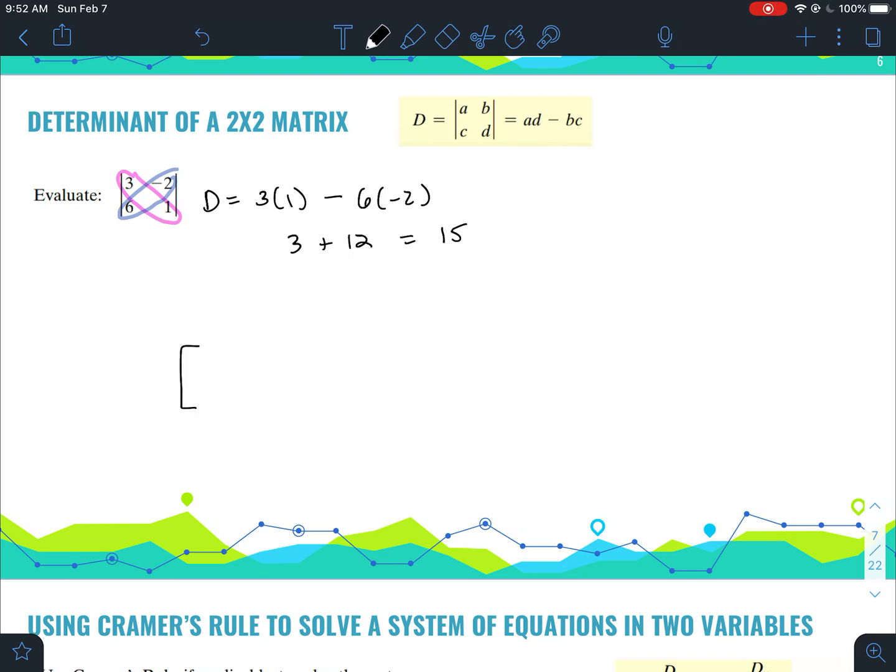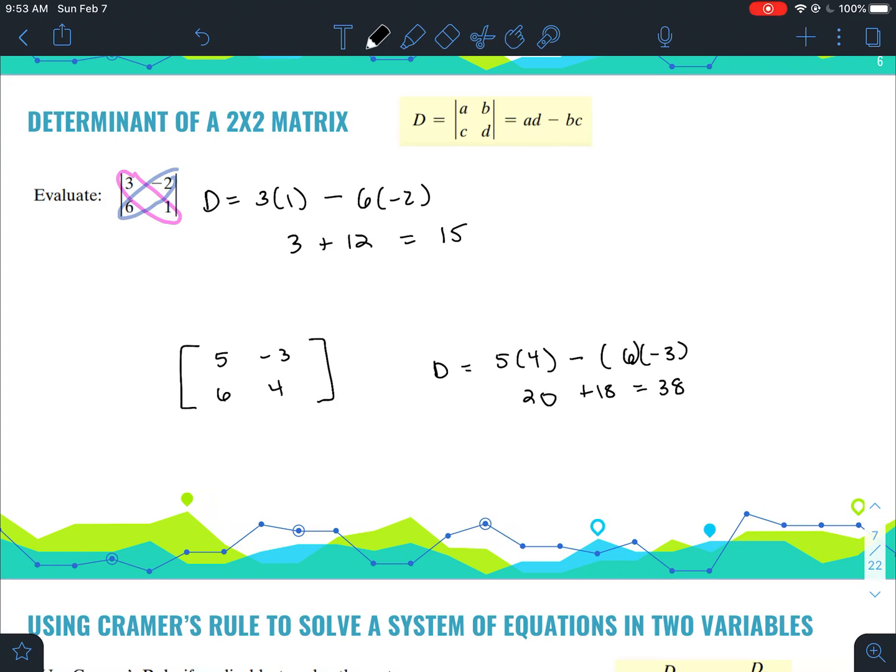Or if we took another matrix, let's say it was 5, negative 3, 6, 4, and we wanted to find the determinant of this matrix, you multiply the first diagonal, 5 times 4, and then subtract the second diagonal, 6 times negative 3, so this would be 20 plus 18. So the determinant of that 2x2 matrix would be 38.